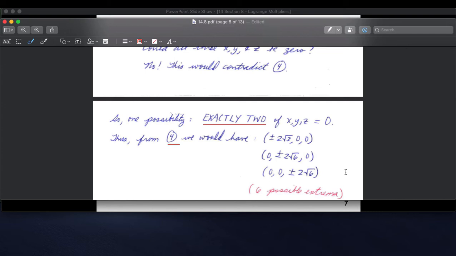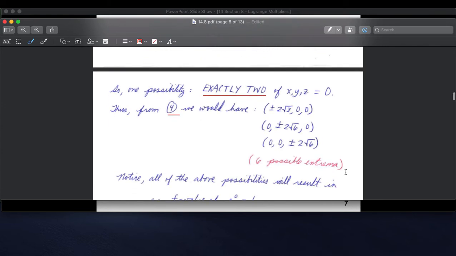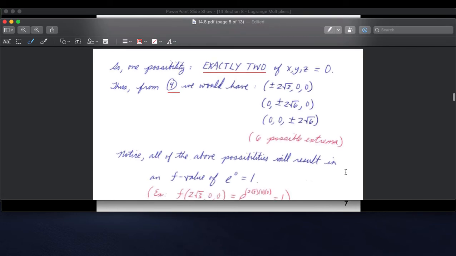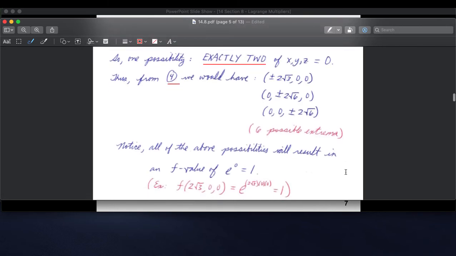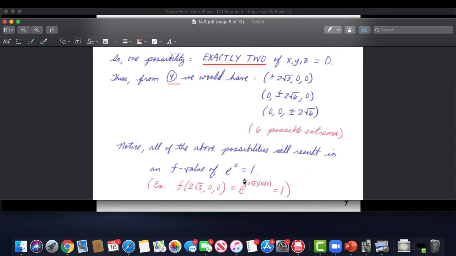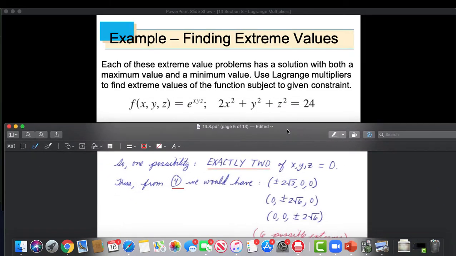Now, once you have your possible extrema, you are supposed to plug them back into F. If we plug any one of those back into F, we end up with a value of 1. If you don't believe me, plug any one of these values back into your original function F, this guy here, and you'll get 1 every time.